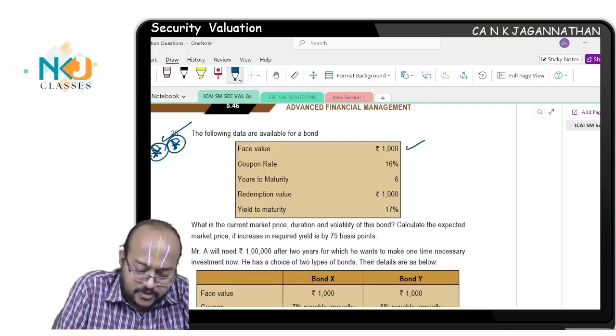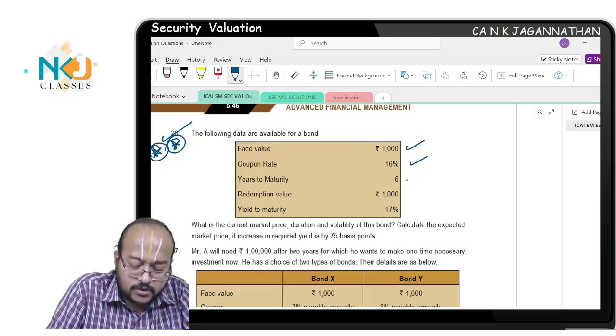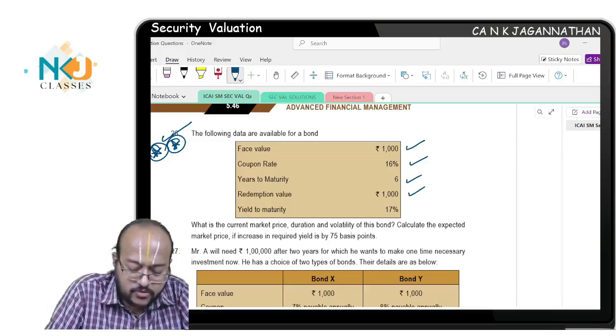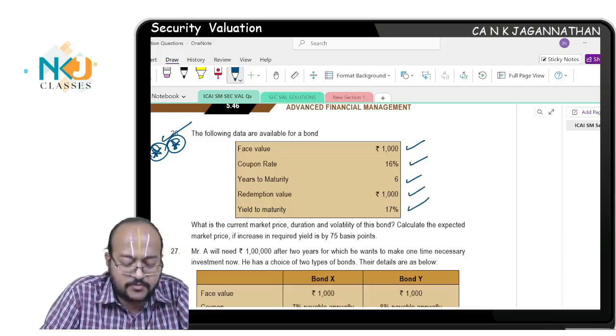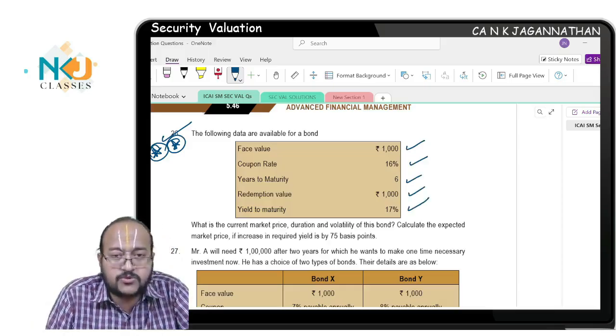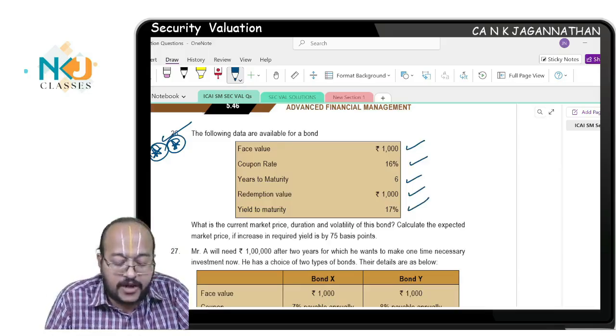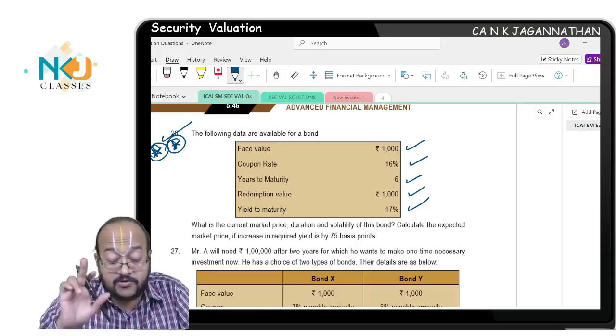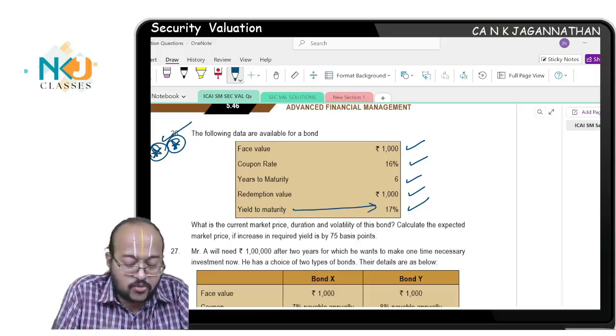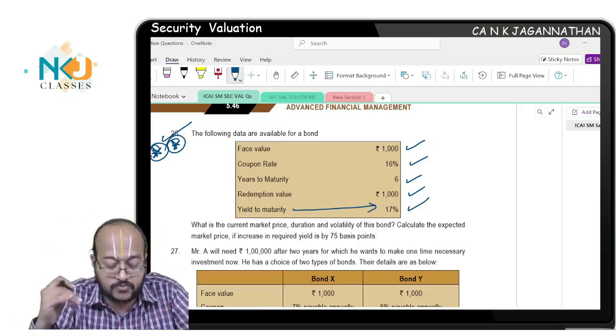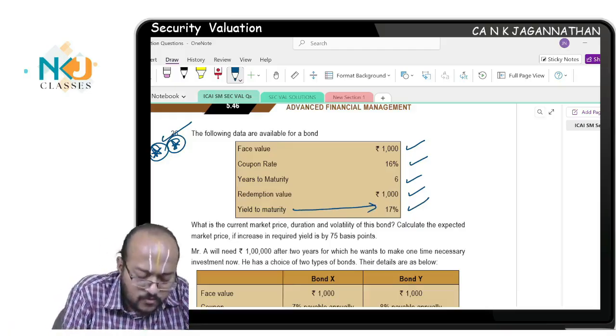Face value is 1000, coupon rate is 16%, redemption value 1000, redeemed at par, and yield to maturity 17%. Now see, coupon rate is 16%, yield to maturity 17%. To find the value, what should you take for discounting? 17%. YTM should be taken and not the coupon rate. Coupon is just for computing the bond cash flows. Say, what is the current market price?